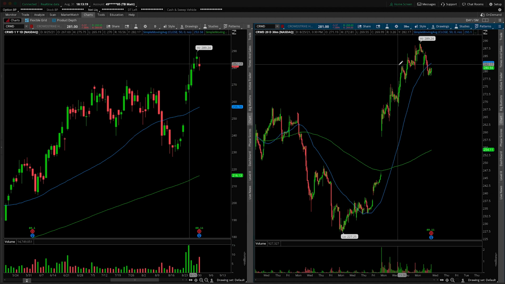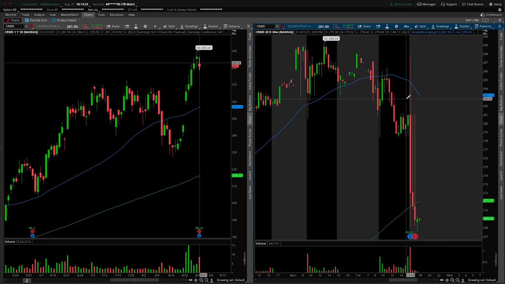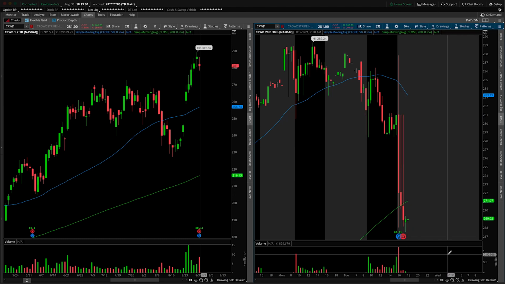announcement after the bell today, so let's flip on the extended hours session and see what's going on with the number. So right off the bat, clearly some volatility to the downside, large red candles. These upper wicks are probably fake prints here inside of Thinkorswim. It has a tendency to do that.